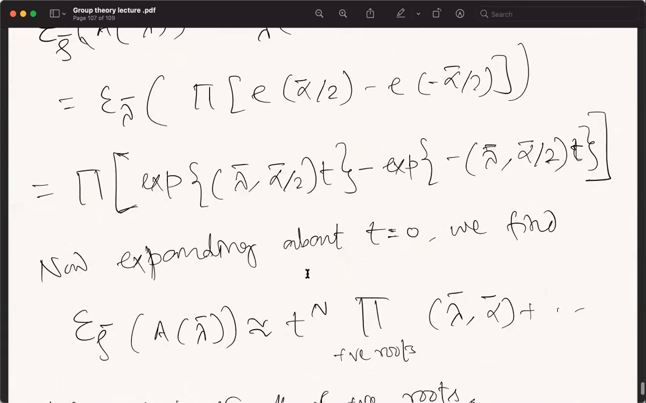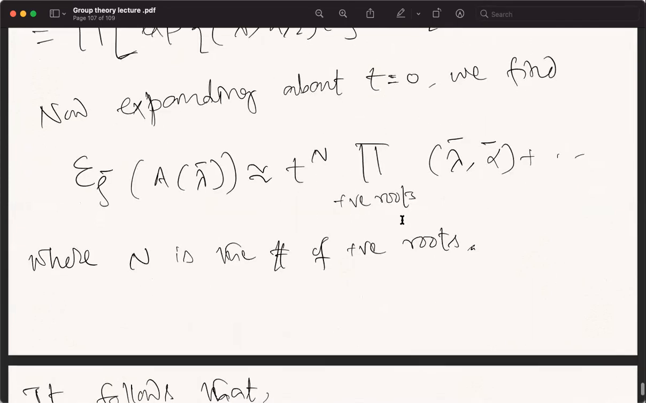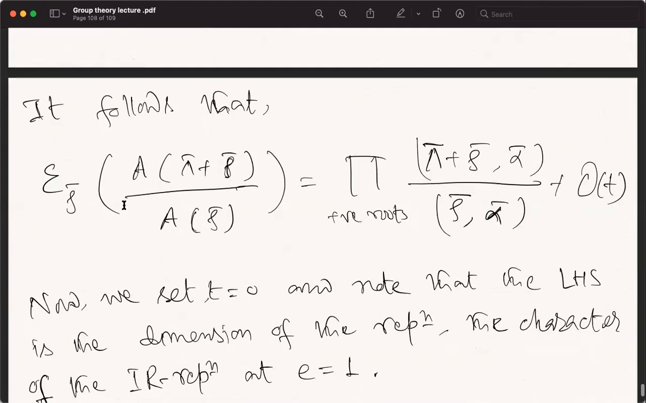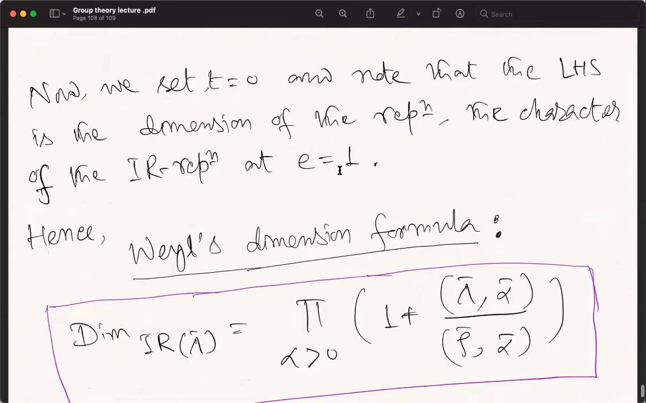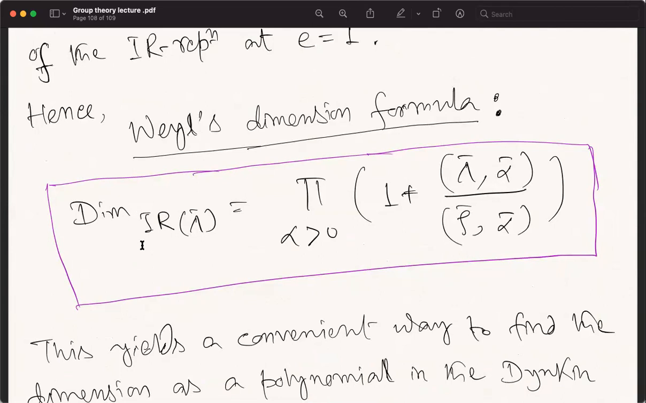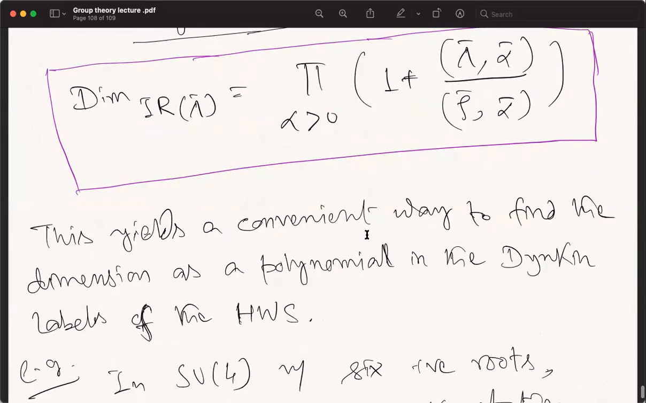Now, expanding about t equal to 0, you can write in terms of t to the power n, the product of all these positive roots, lambda, alpha, inner product, and so on, where n is the number of positive roots. It follows that epsilon rho is related to a product like this. Now, setting t equal to 0, you drop these terms, equate the left hand side to the right hand side and set p equal to 1. And then the Weyl dimension formula is: the dimension of the representation is the product over all positive roots alpha greater than 0 of 1 plus lambda alpha inner product divided by rho alpha inner product. And this is a convenient way to find the dimension as a polynomial in the Dynkin labels of the highest weight state.